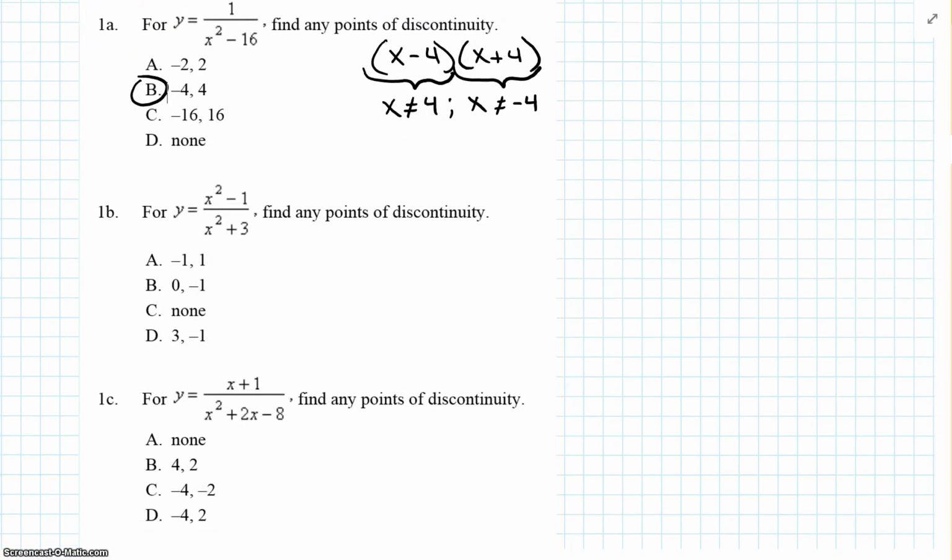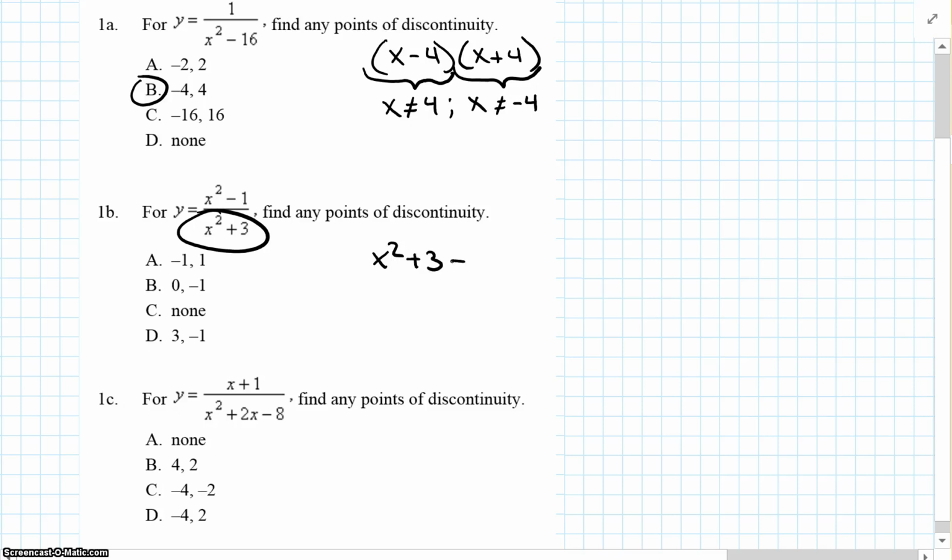1b. Any points of discontinuity? The only thing we've got to worry about right now is the denominator. So x squared plus 3 cannot equal 0. x squared cannot equal negative 3. Well, that'll never happen, so there are none.